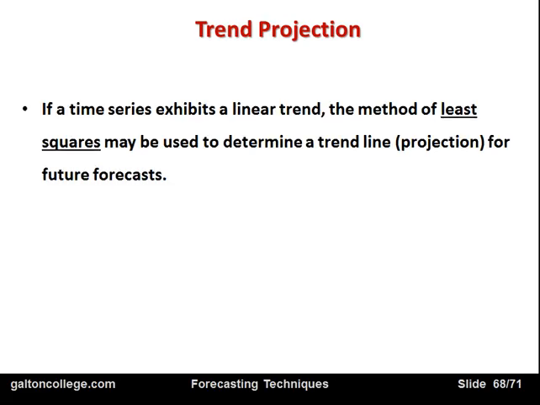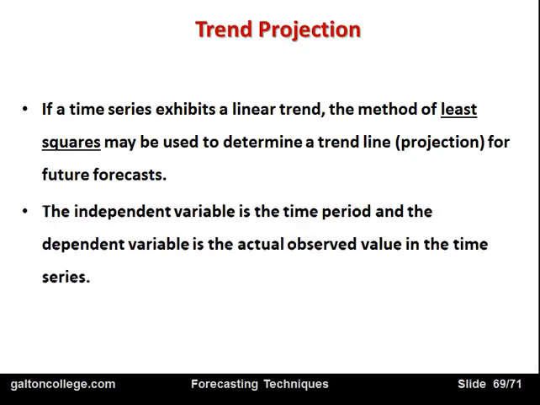Trend projection. Well, if a time series exhibits a linear trend, please note, it has to be linear, then the method of least squares may be used to determine the trend line for the forecast. This is known as ordinary least squares, but it has to be a linear trend. The independent variable is the time period, and the dependent variable is the actual observed value in the time series.